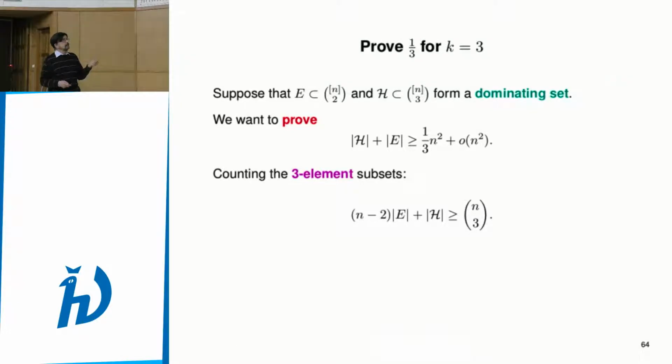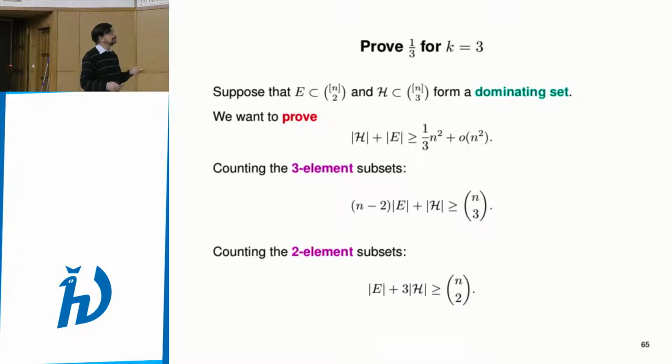And if we count the 2-element sets, then every 3-element set has 3 subsets with 2 elements, and these must cover all 2-element sets. So it's at least n choose 2. So these are the basic inequalities that we can use later.